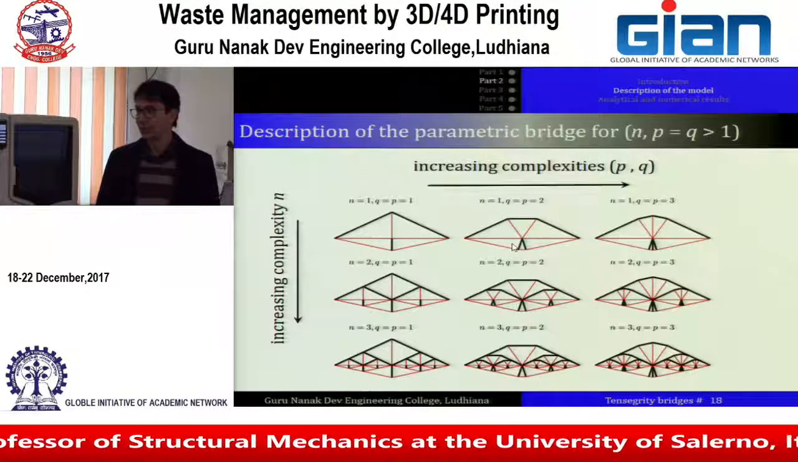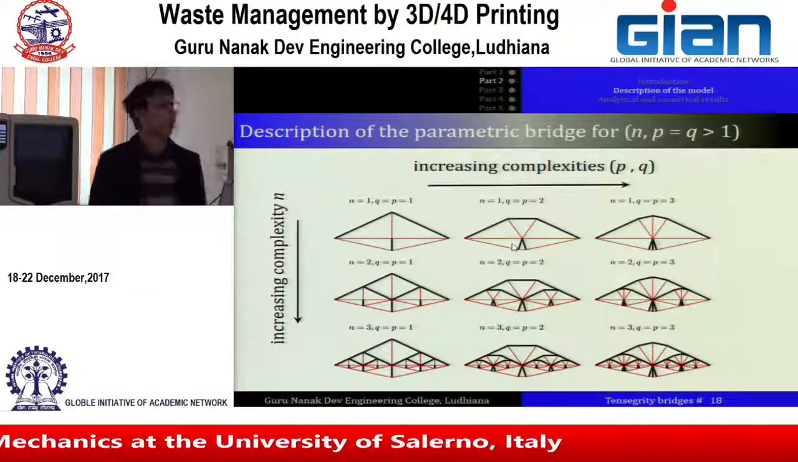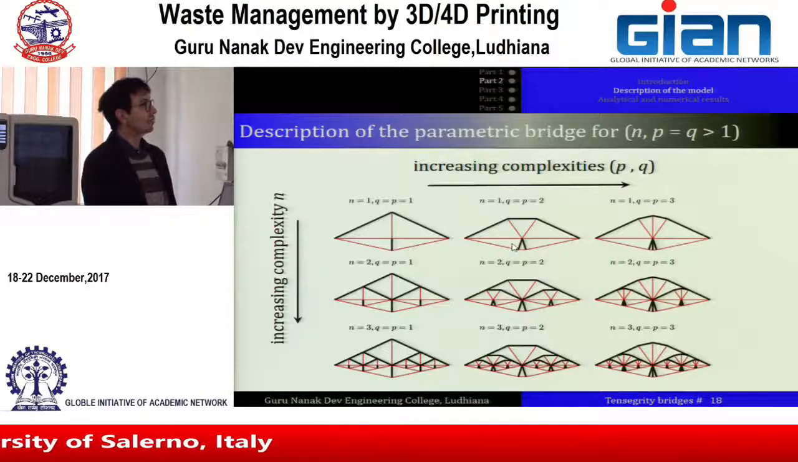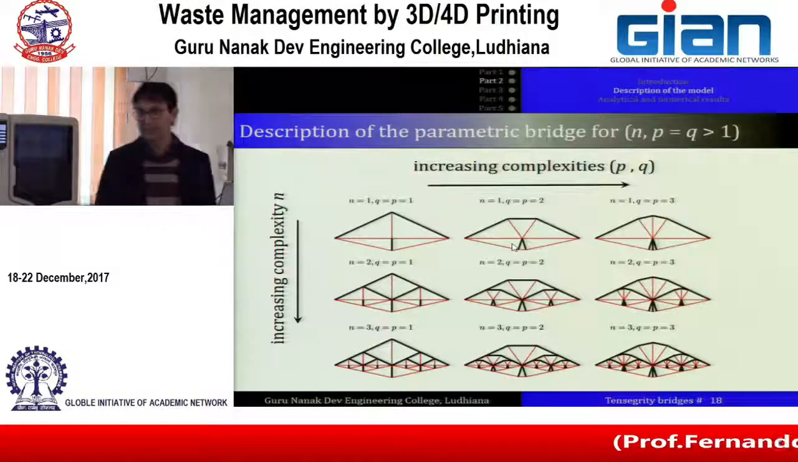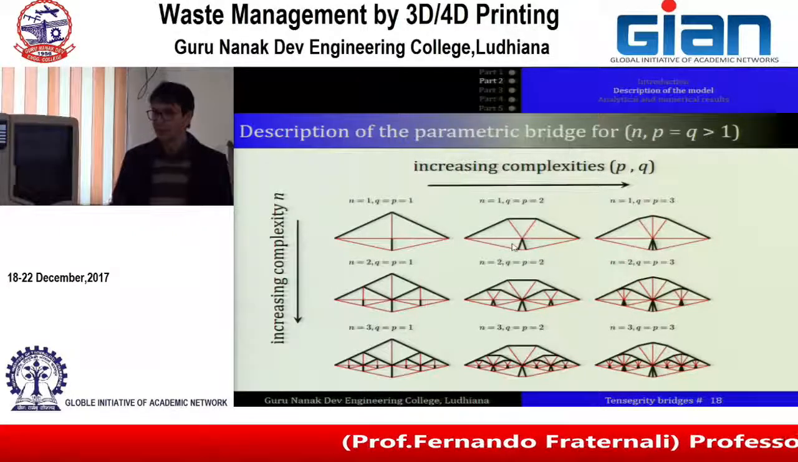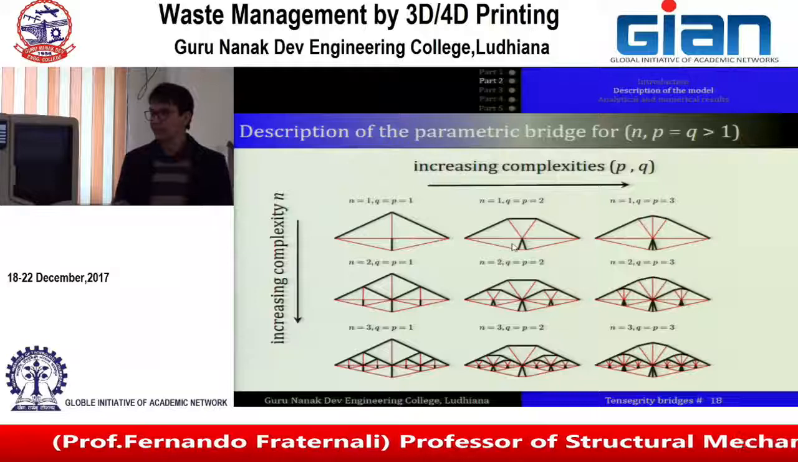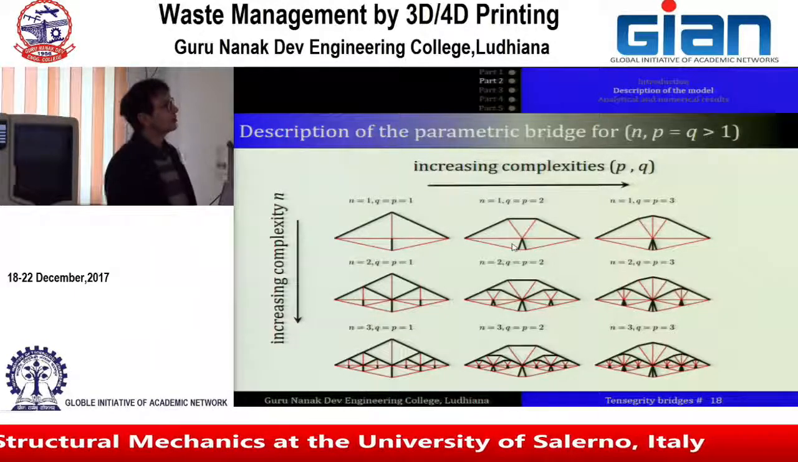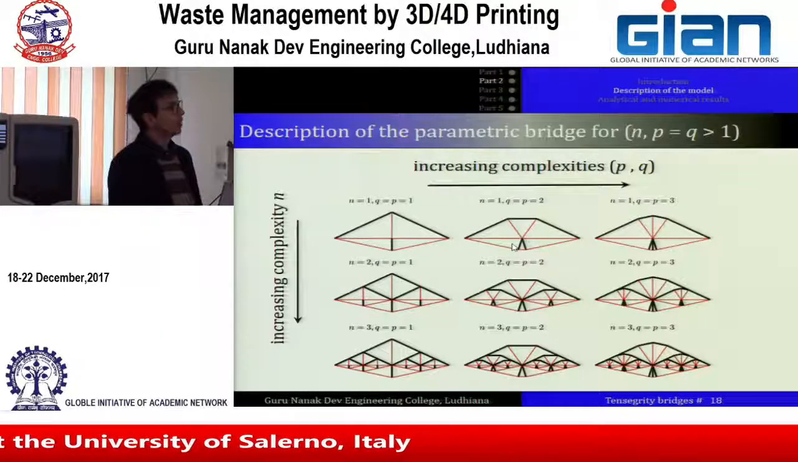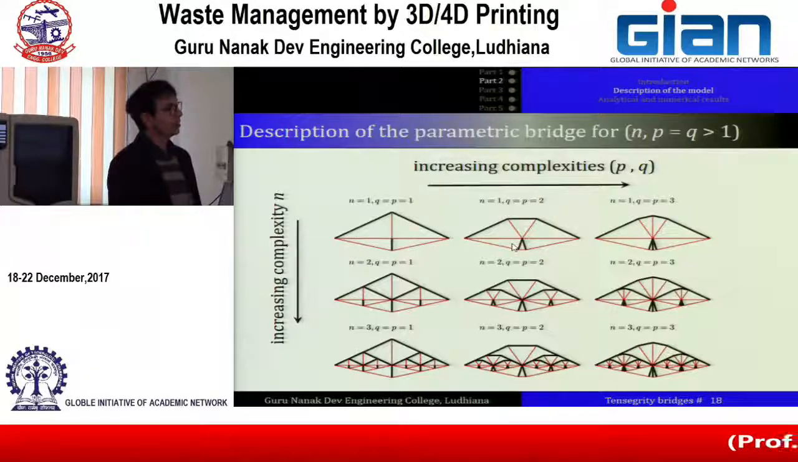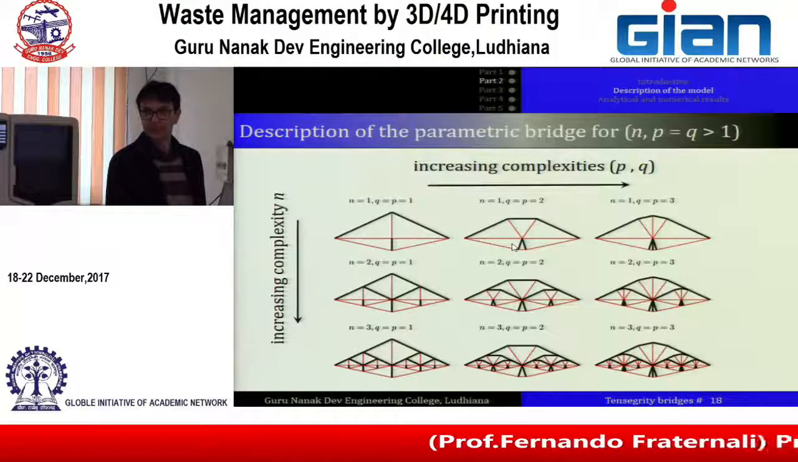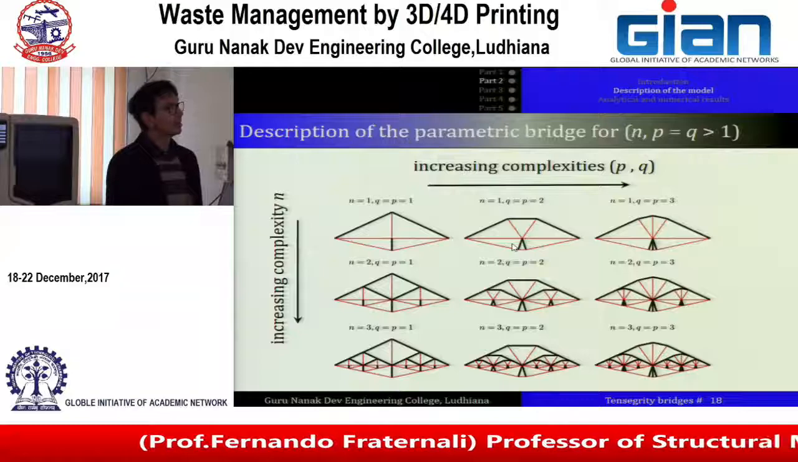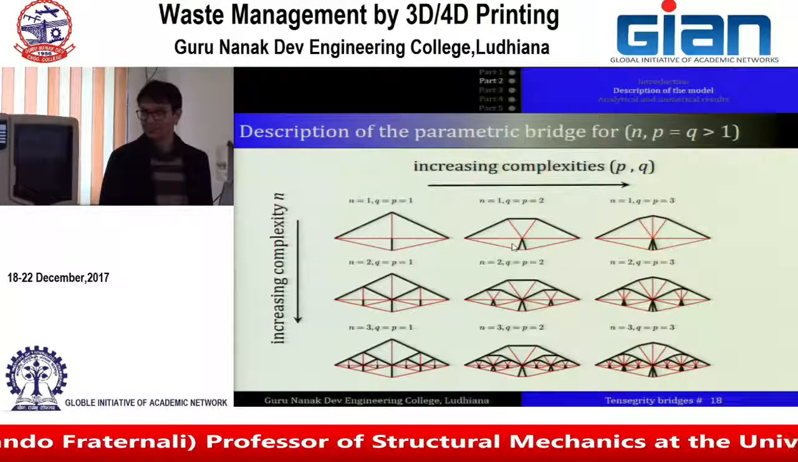So this is a collection of shapes that we can obtain. N equal to 1, Q and P equal to 1. So remember, N is equal to the number of subdivisions. Q and P are the number of rays of the superstructure and the substructure. So this is N equal to 1, Q and P equal to 1. N equal to 1, Q and P equal to 2 rays. N equal to 1, Q and P equal to 3.